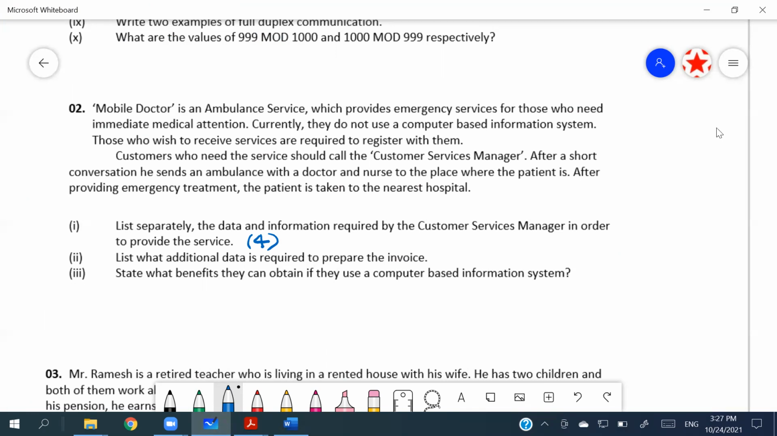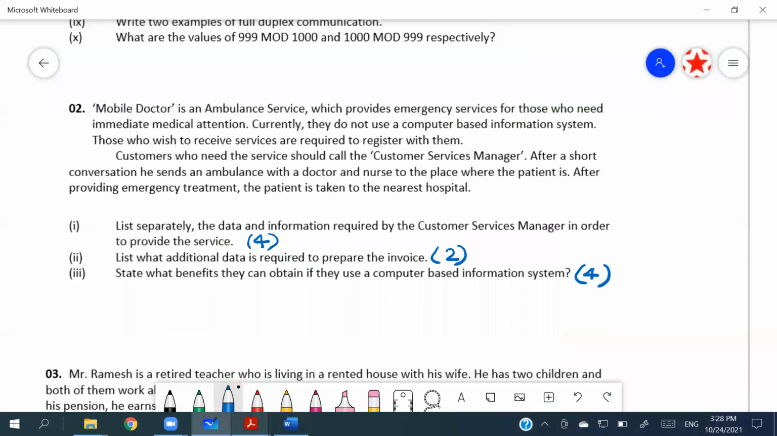Right, and what's the third one? State what benefits they can obtain if they use a computer-based information system. The second part is going to have 2 marks. The last part is going to have 4 marks again. State what benefits they can obtain if they use a computer-based information system.